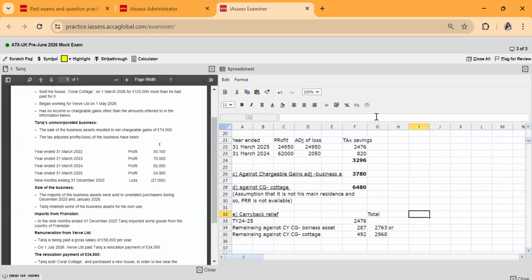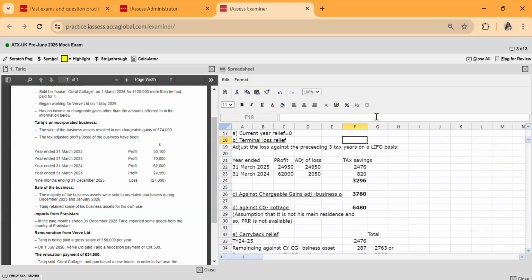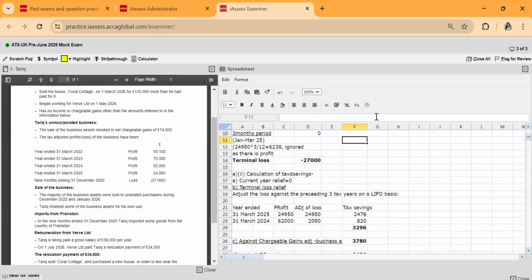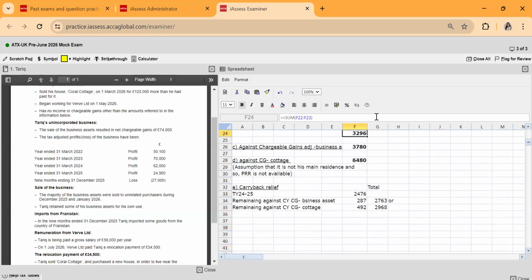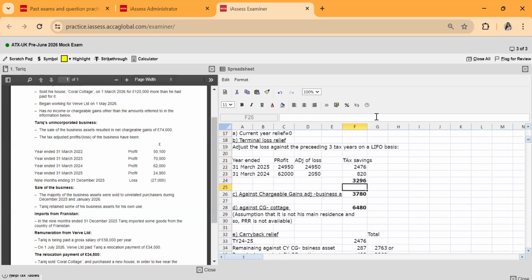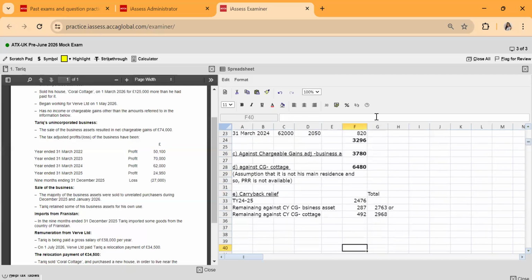Now, what we can recommend: if PRR is not there, then it's better to adjust the loss against the cottage first. If PRR is there, then it is better to go for a terminal loss relief. Okay, I'm sorry, if PRR is claimed, then it is better to use it against the chargeable gains, that is against the business assets. That will reduce the gain more. I mean, that will give more tax savings compared to any other option.